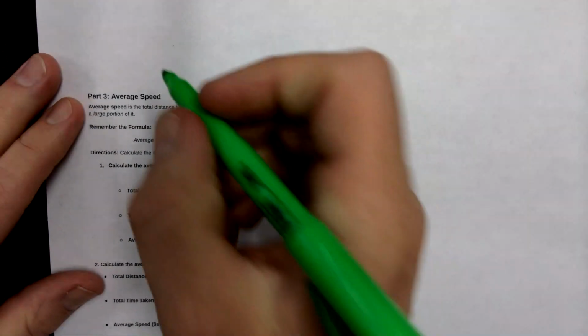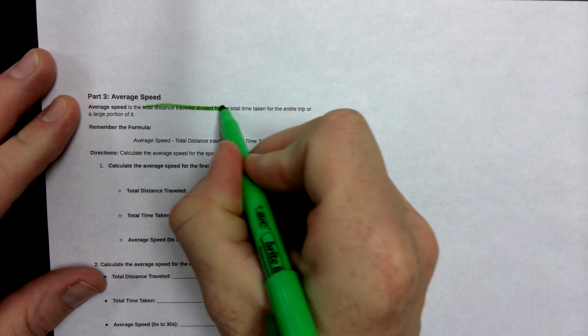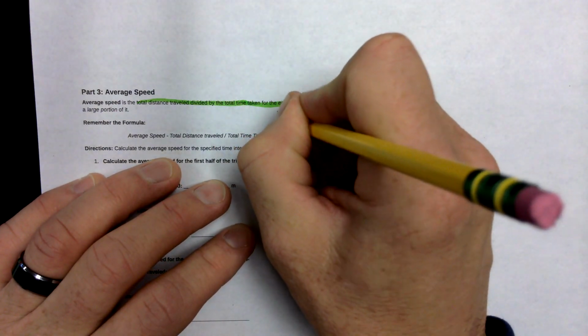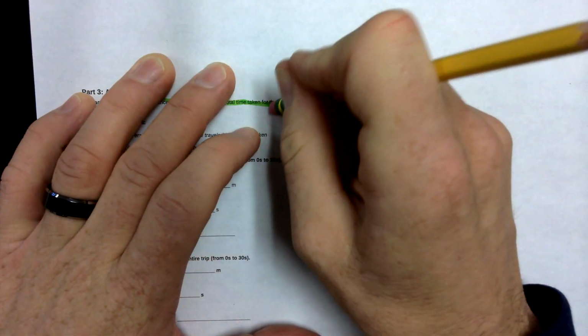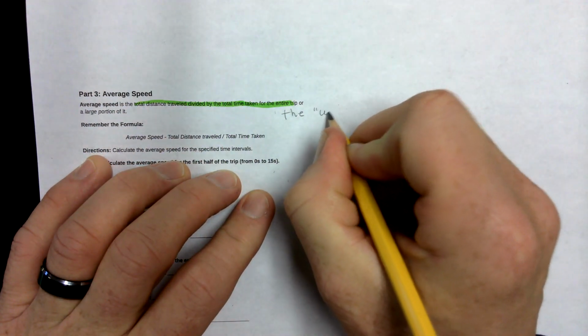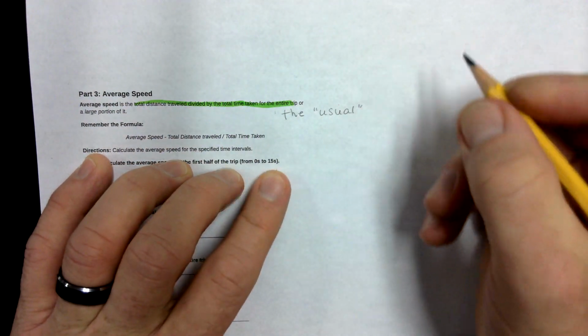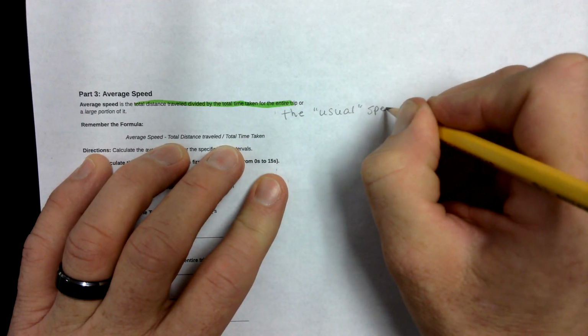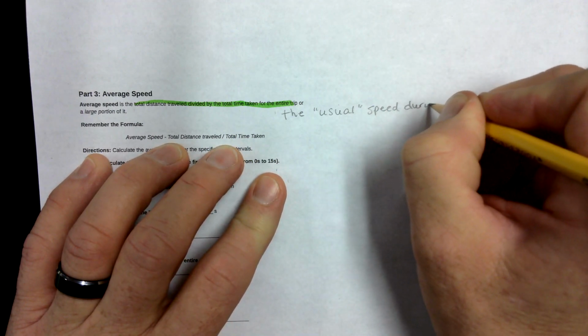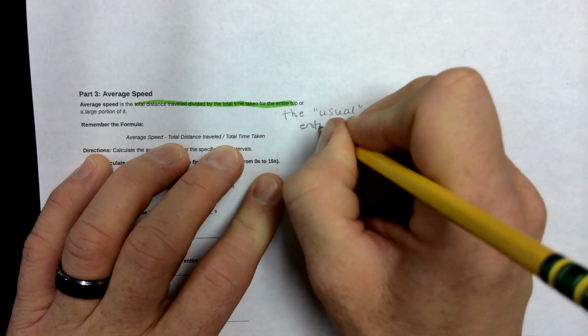So today what I want to talk about is this thing called average speed. And the average speed, and you can underline this, I'm going to highlight it, is the total distance divided by the total time taken for the entire trip. Okay? And what I mean by that, to put this into perspective, is the usual speed during the entire trip.